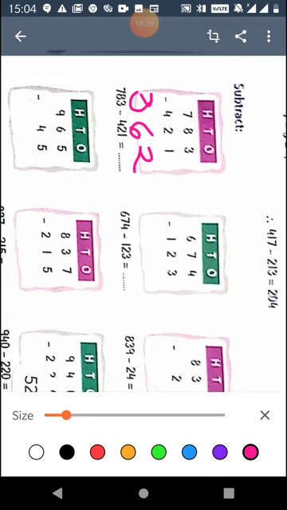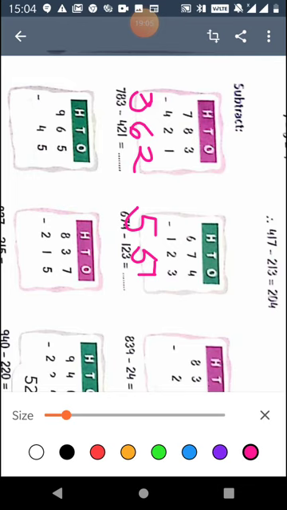So now we have to subtract 123 from 674. First we subtract the ones. 4 minus 3 is equal to 1. Then we subtract the tens, 7 minus 2 is equal to 5. And then the hundreds, 6 minus 1 is equal to 5. So 674 minus 123 is equal to 551.